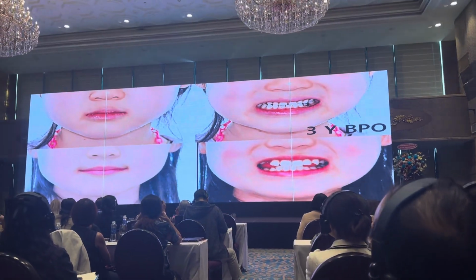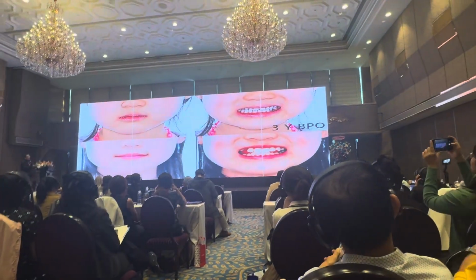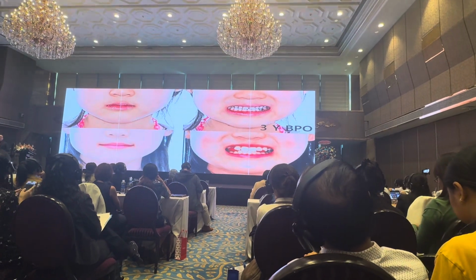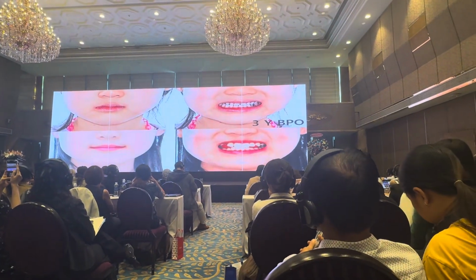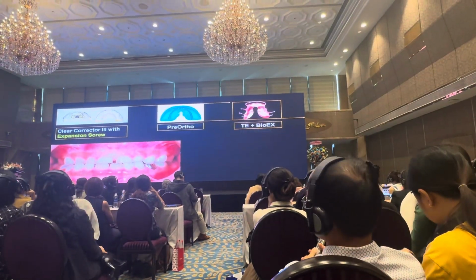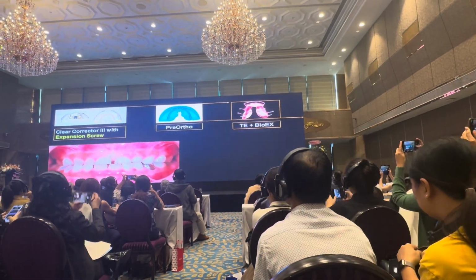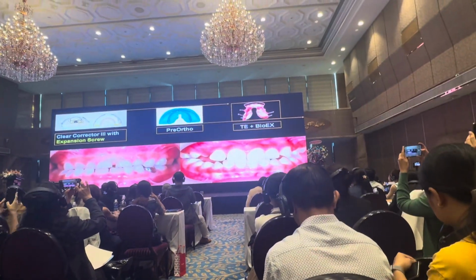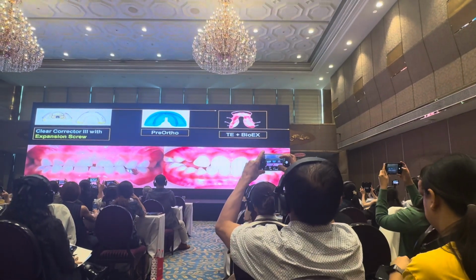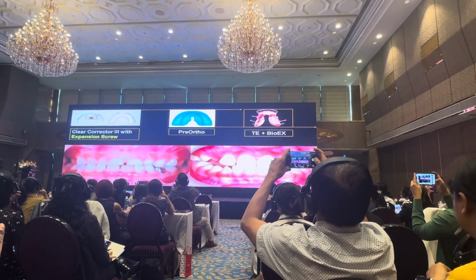This is 3 years of BPO. The treatment change of the patient was like this. We are still gathering data, and we are still controlling the patient's muscle conditions also. We used Clear Corrector with the expander screw, and then pre-ortho and tongue elevator bio exercise as an active retention protocol. That's all. That's all we did.